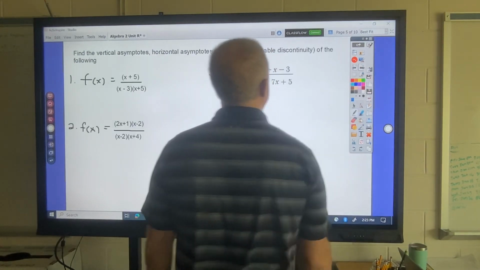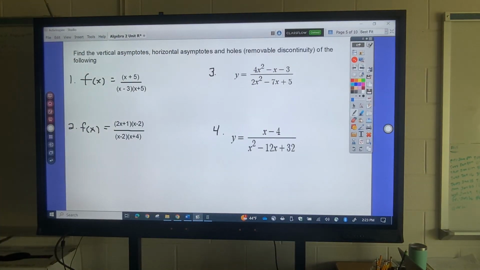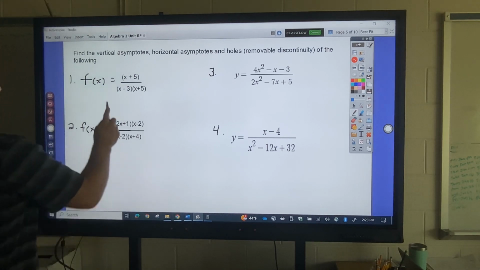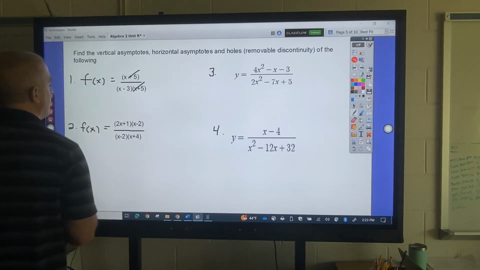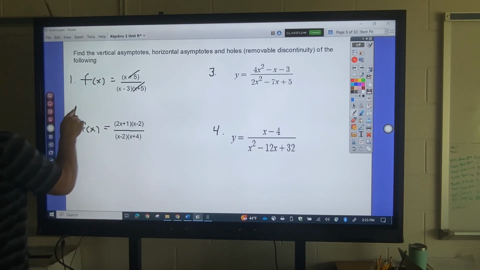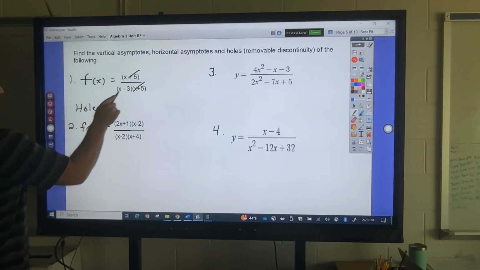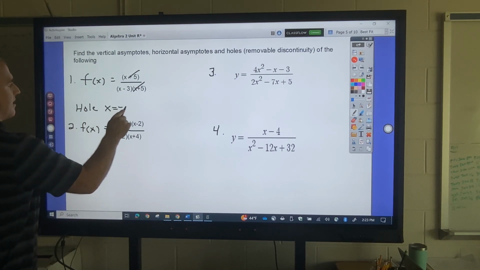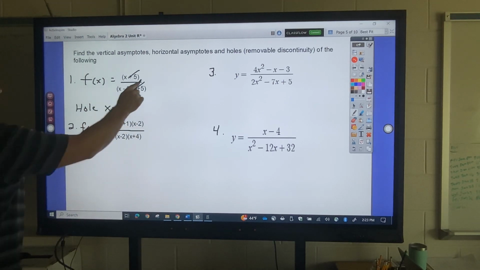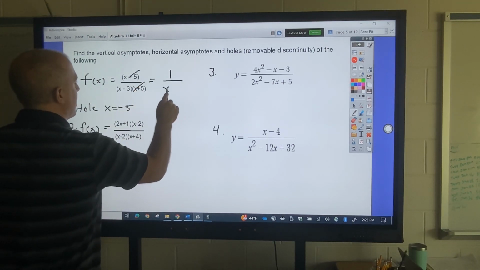Now, we're going to talk about how to find the vertical asymptotes, horizontal asymptotes, and holes, which are called removable discontinuities. What you have to do is factor. If you eliminate these factors, the solution for that will be a hole in the graph. So if I solve that, that's x equals negative 5. That's a hole. What is left over is 1 over x minus 3.